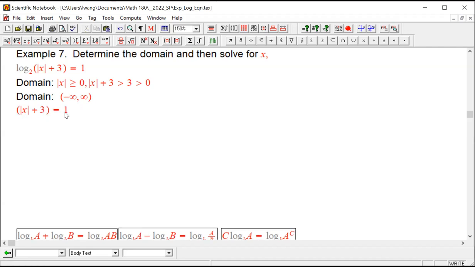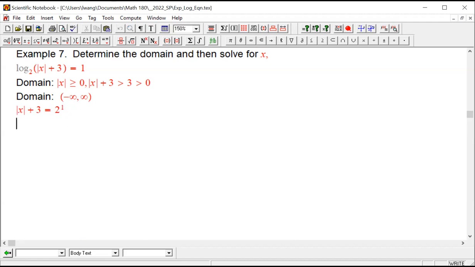Use the definition, that means this is going to be 2 to the power of 1, sorry, right? And then what do we get? We get absolute value of x equals -1. We subtract 3 on both sides. Does this one have a solution? No, there's no solution. What's going on here? Every step is checked correctly, yet no solution.